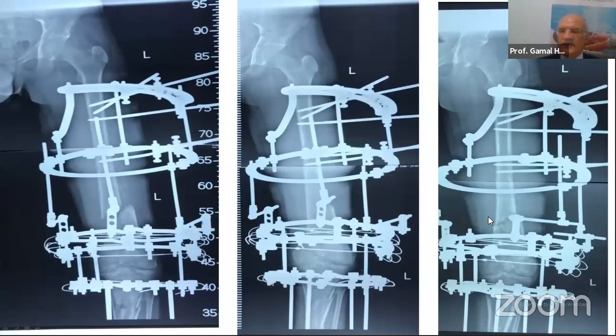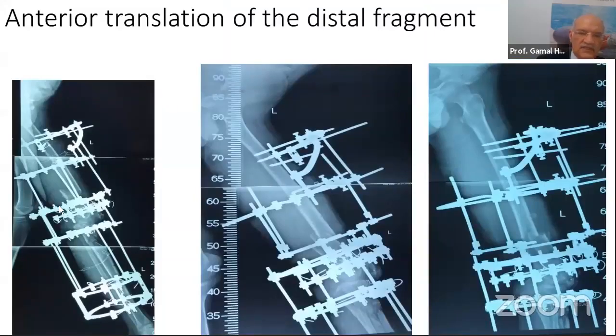Then we did compression. This is a short oblique. If you do axial compression, we're going to have shortening. It's side-to-side compression. Then look at the lateral. We did distraction first. Then we pushed this distal fragment. We changed the construct 1 millimeter per day till we got overcorrection. Why did we have overcorrection with this anterior translation? Because we want to get rid of soft tissue interposition.